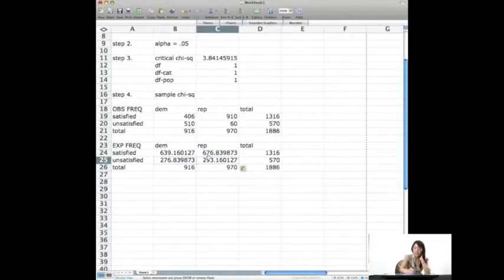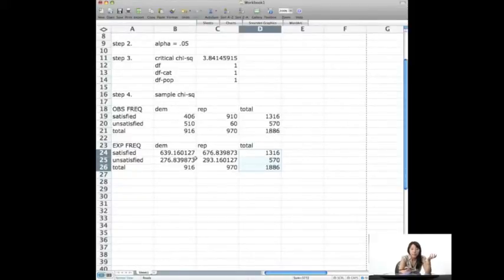And here I have the rate of being unsatisfied, and I'm going to multiply it by the total number of Republicans. So these are my expected frequencies. Notice that the totals still add up to be the same, right? And usually they should. There might be some slight discrepancies, but that will just be because of rounding error. So they should still be pretty close. So now we have observed frequencies as well as expected frequencies.